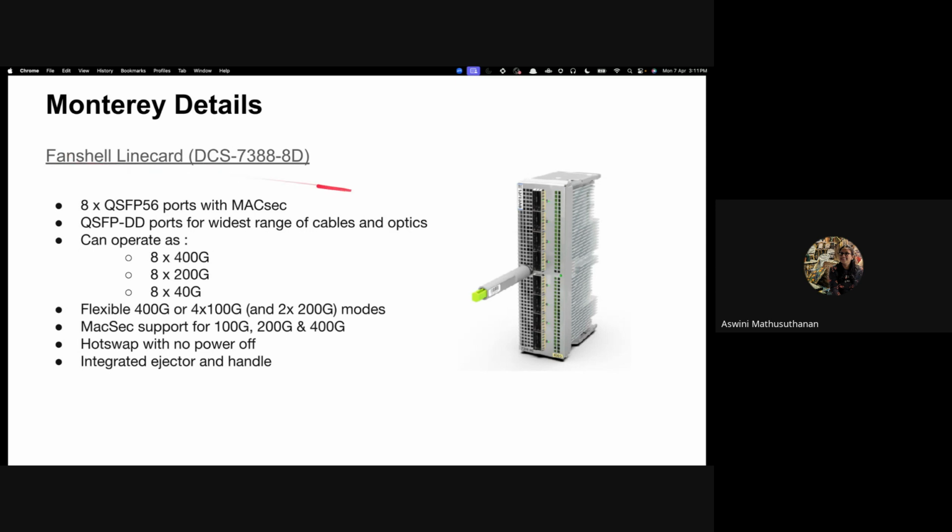This fan shell line card is again for eight ports with QSFP 56 ports. It can act as 40 gig, 200 gig, or 400 gig QSFP DD ports, and this is with MAC6 support. So we might need gearboxes or retimers here. And this is also hot swappable with no power off, and also the same ejector is there for this line card as well.